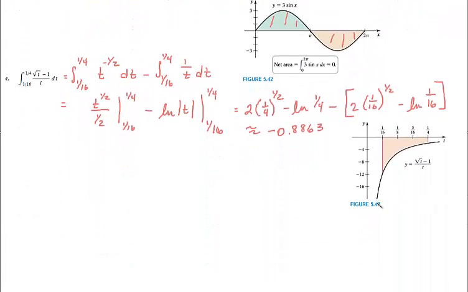And this one, this natural log function is very close to the x-axis, and I'm asking about it in between 1/16 and 1/4, and notice that it's just a little tiny area and it's below the x-axis, and that's what that represents.